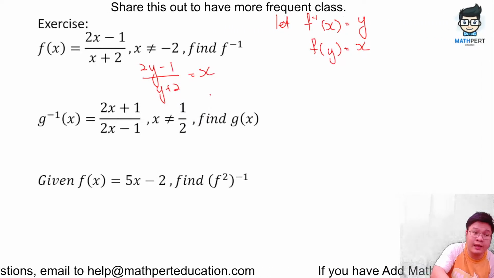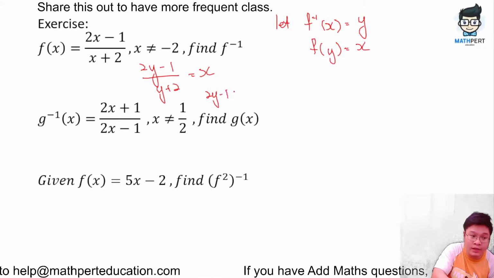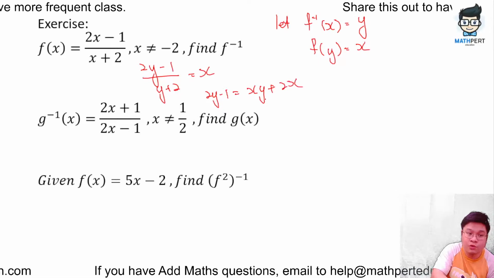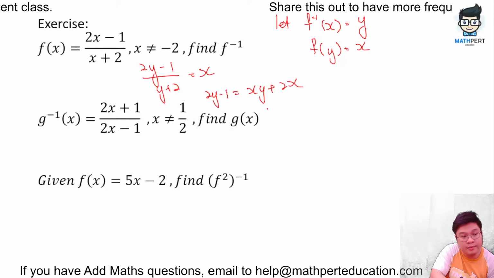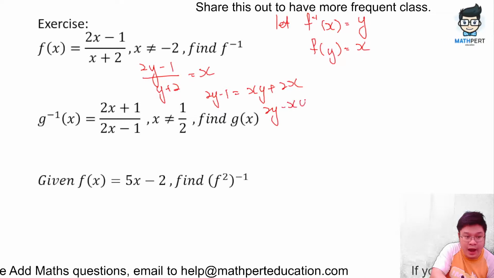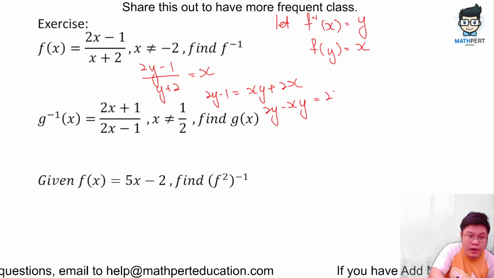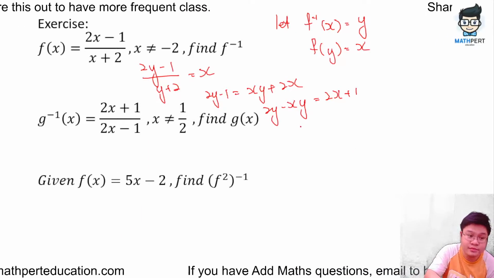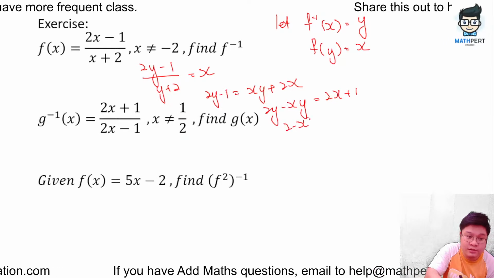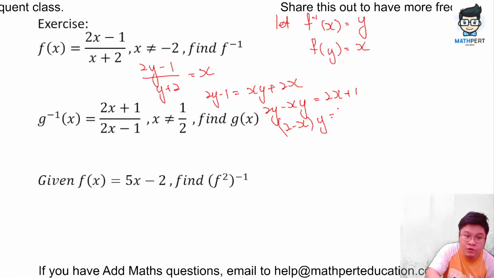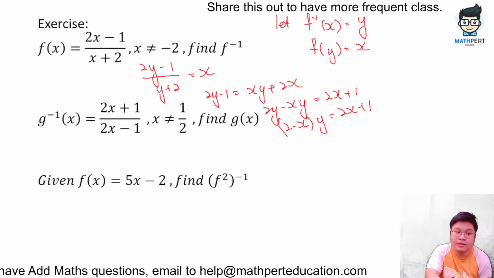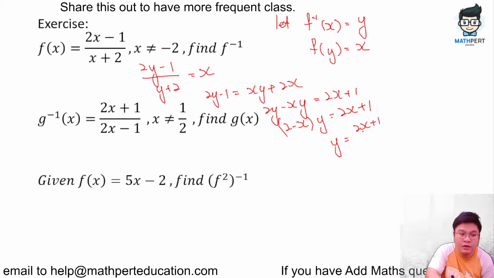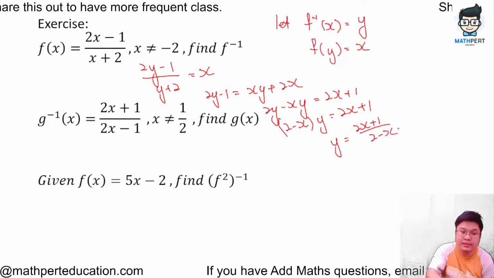Once we can make y as the subject, we can get our inverse function. So we cross multiply, we will get 2y minus 1 equals to xy plus 2x. So rearrange, we get 2y minus xy equals to 2x plus 1, right? And then (2 minus x), we factor the y out, times y equals to 2x plus 1. So y will be equals to (2x plus 1) over (2 minus x).